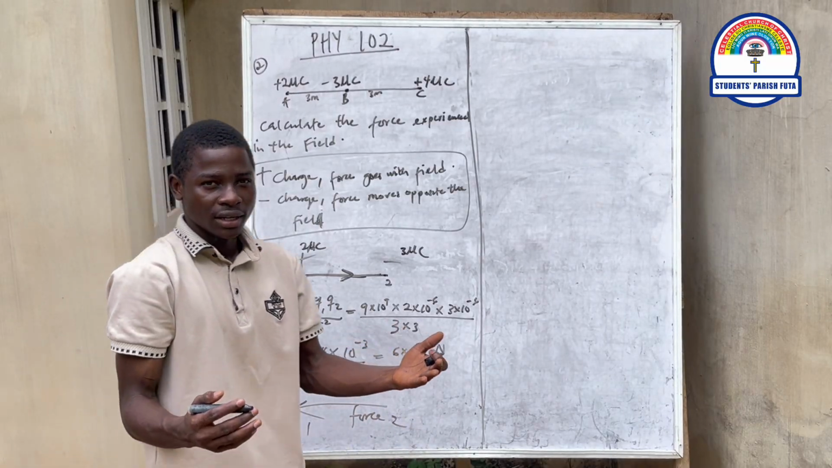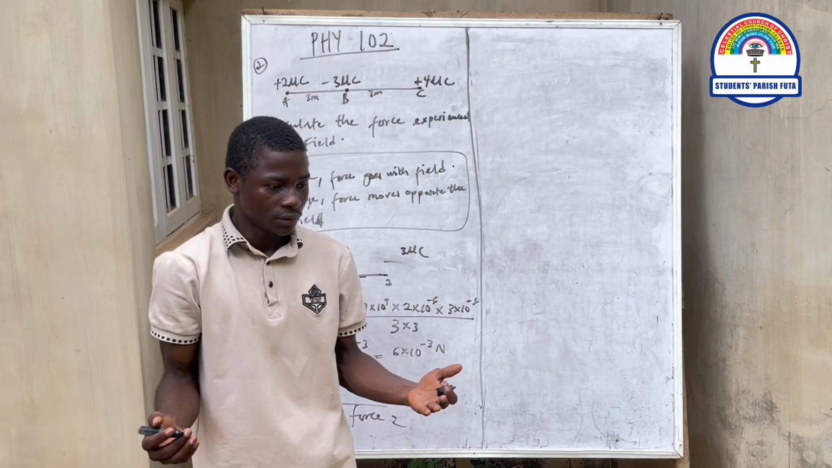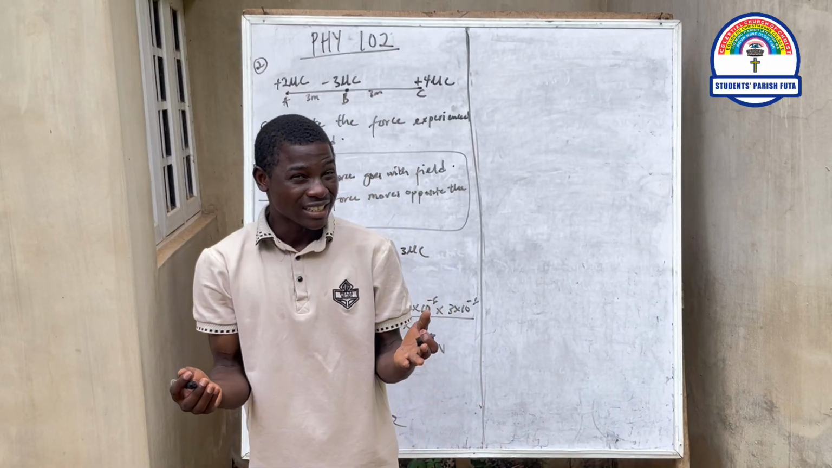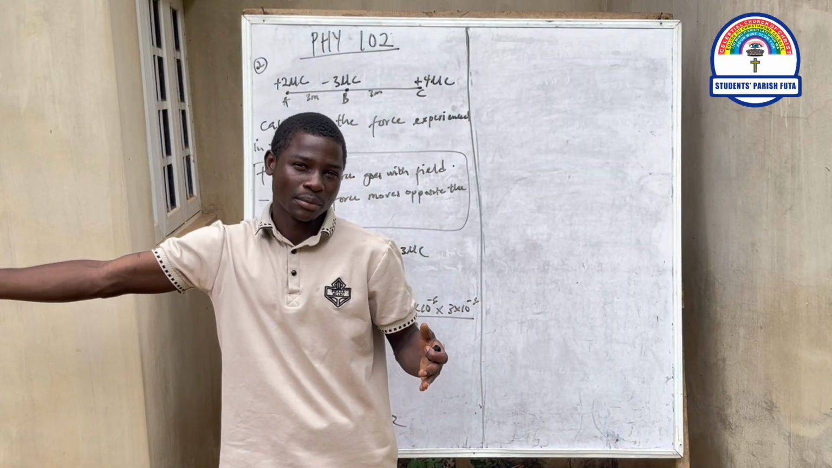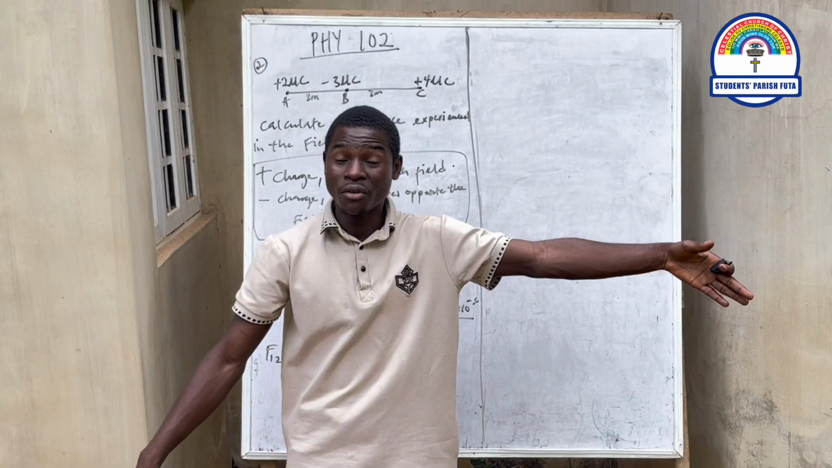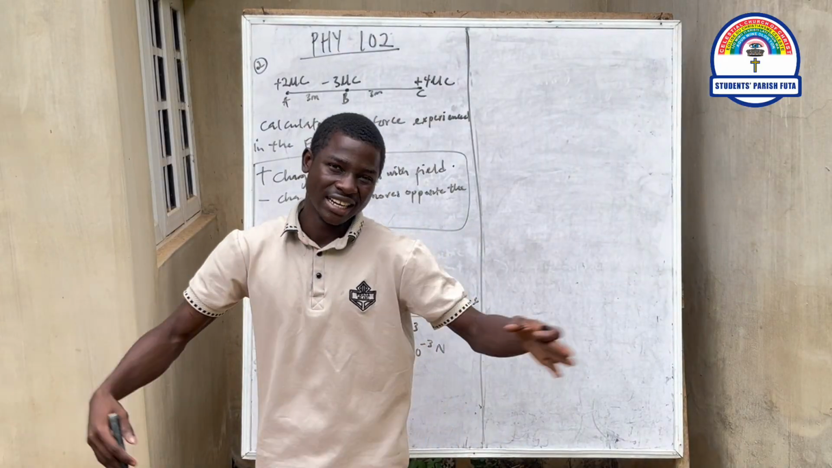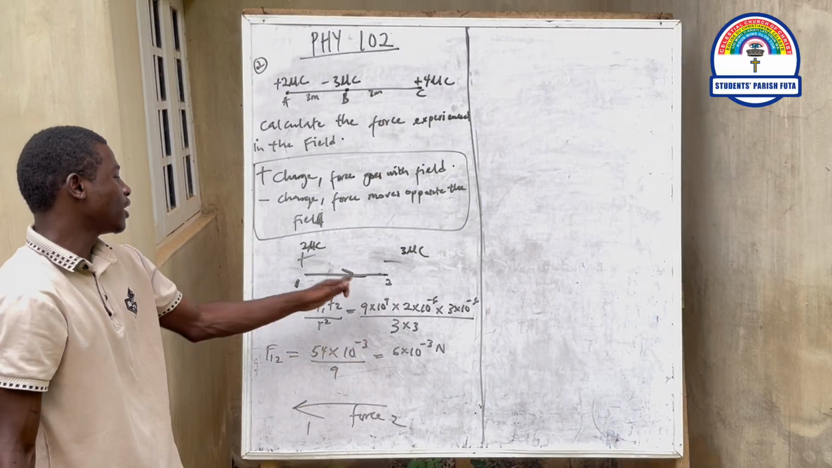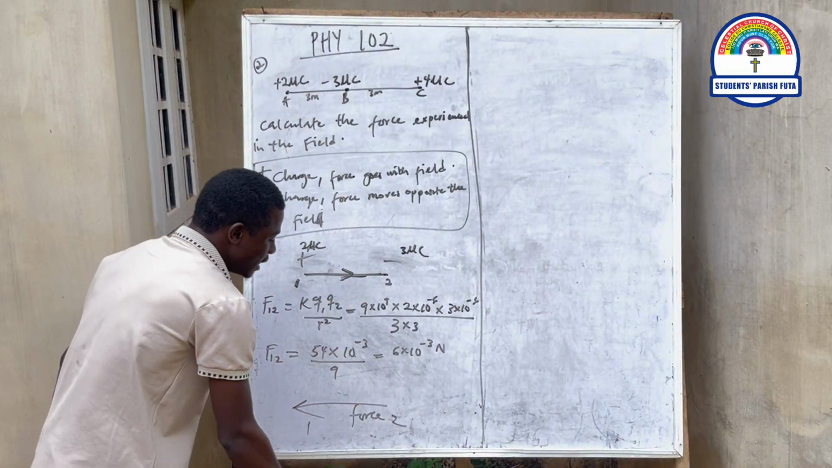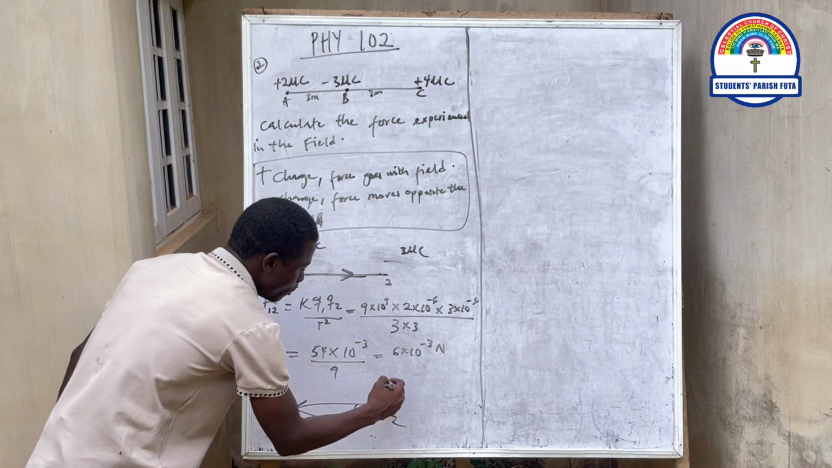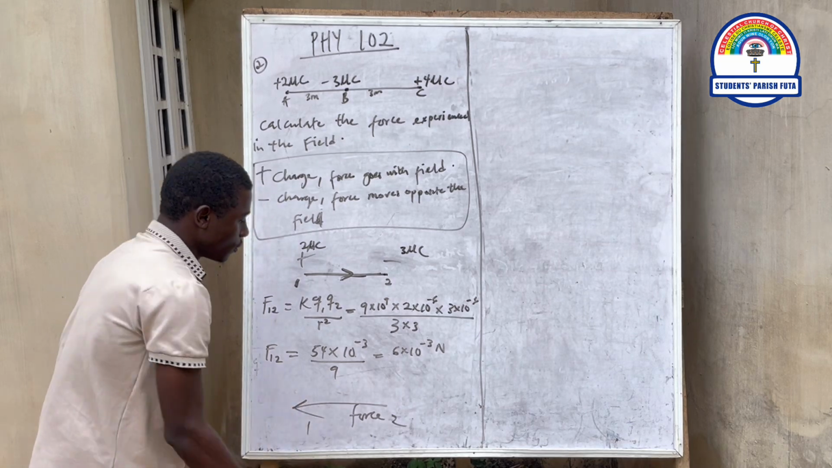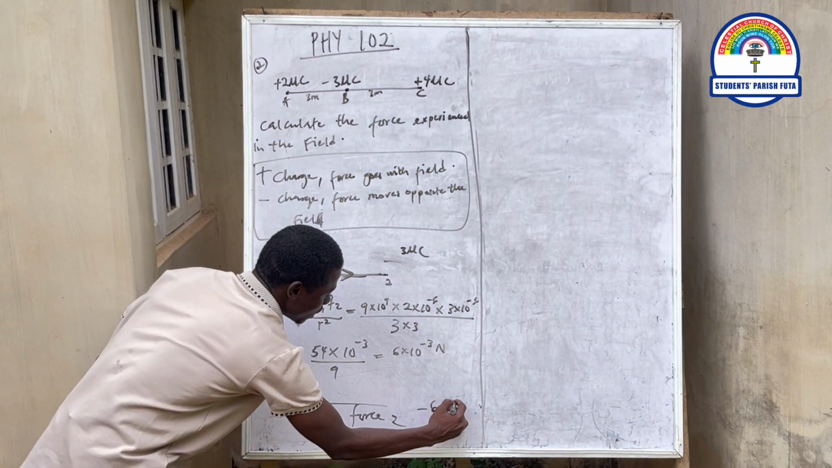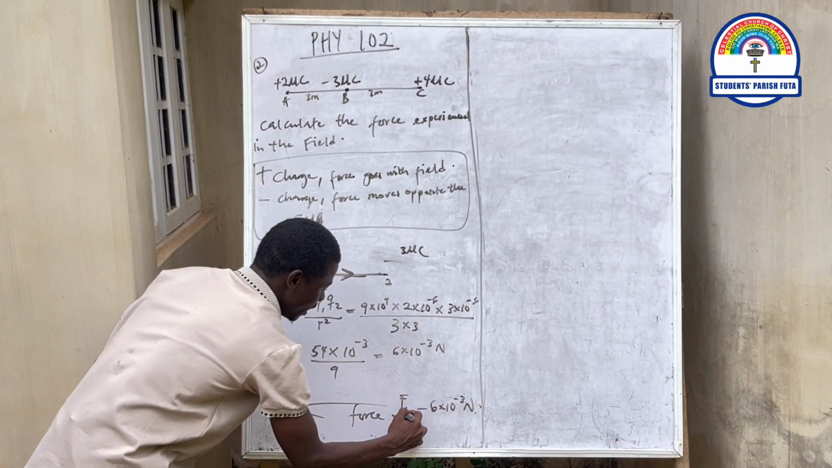According to the standard, when you go rightward, we take that as positive. When you go left, as the convention goes, positive is right, negative is left. Because it is going leftward, back to charge 1, we call this a negative force. So our answer here will be a negative force. We call this minus 6 times 10 to the power minus 3 Newton. This is our F1.